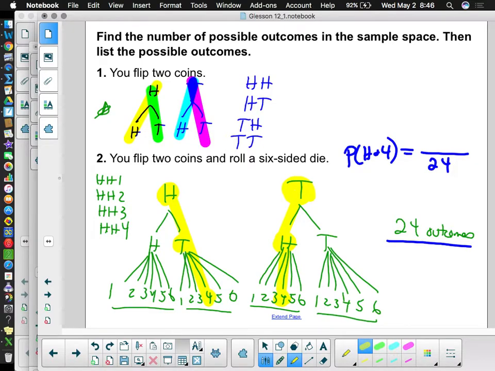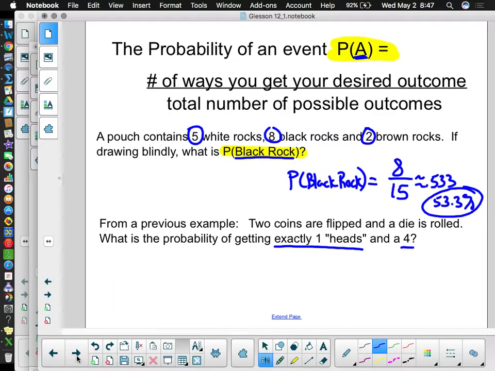I have 2 branches in my tree that give me exactly 1 heads and a 4. So my probability is 2 out of 24, or 1 out of 12. We usually reduce our fractions to lowest terms here. Okay? So we're calculating some probabilities.